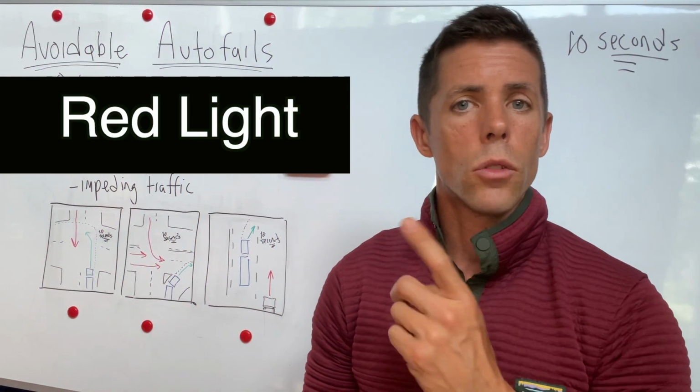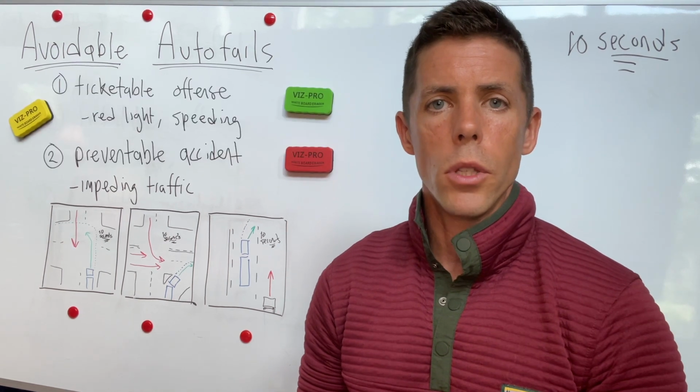Okay, so let's just go through them in order. The first thing that we want to prevent is running a red light. Now, the way to approach this is have a plan. It's one of my favorite things to say.